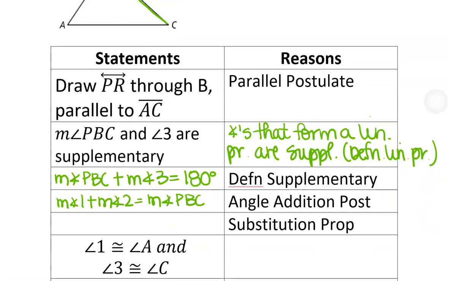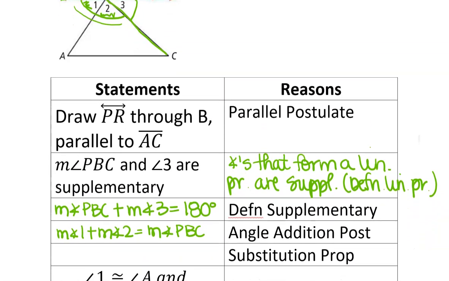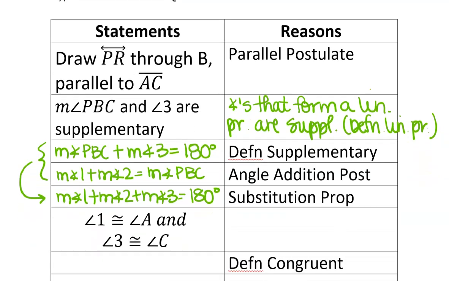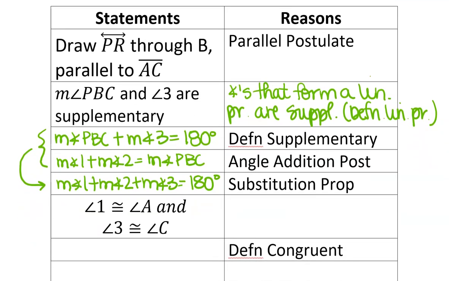The next one is substitution. So what do we have? We're going to use these two statements in order to get this next one. So PBC is now measure of angle 1 plus measure of angle 2. We are putting that in for angle PBC. What was already there was measure of angle 3, and it equals 180 degrees. So we substituted that in and made it a little bit simpler.